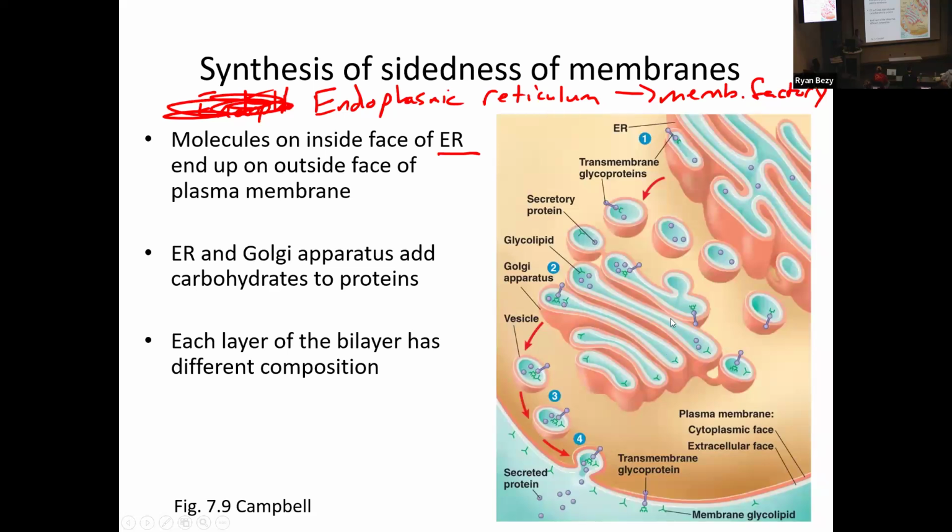As that membrane fuses with the plasma membrane, it gains a little bit of membrane and gets a little bit bigger. But anything that was on the inner face of the membrane ends up on the outside. Anything that was on the outside ends up on the inside, strangely enough. So anything that's in here ends up outward facing once it fuses with the plasma membrane.